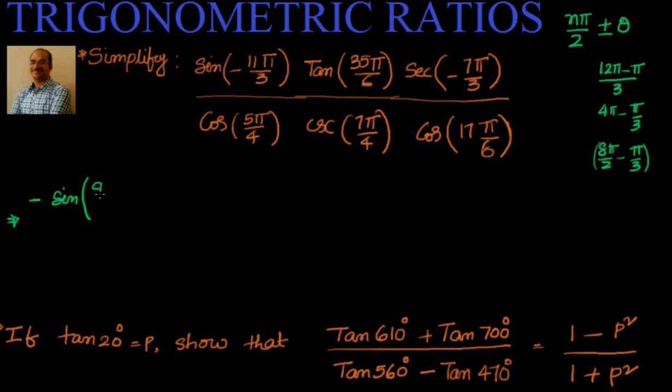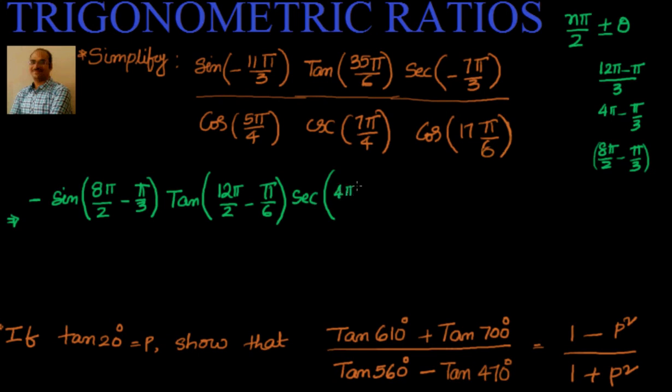You can observe that 8 pi by 2, that is 4 pi, minus pi by 3, into tan of 35 pi by 6, that is 36 minus 1. So I can write it as 12 pi by 2 minus pi by 6, into secant. Minus of secant is secant only. 7 pi by 3, I can write it as 6 pi by 3 plus pi by 3, that is 2 pi plus pi by 3, that is nothing but 4 pi by 2 plus pi by 3.